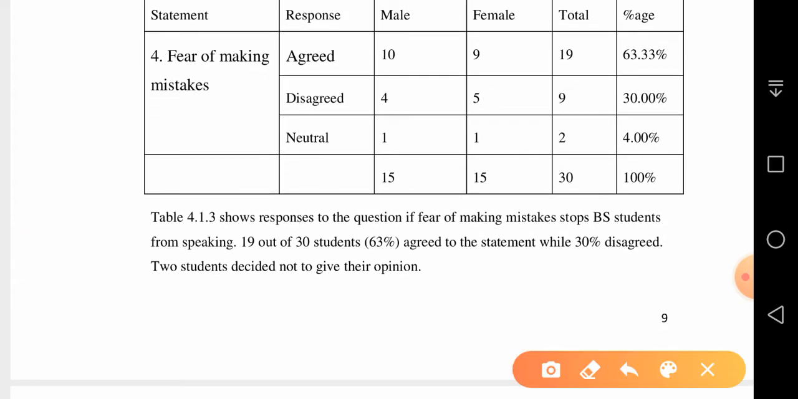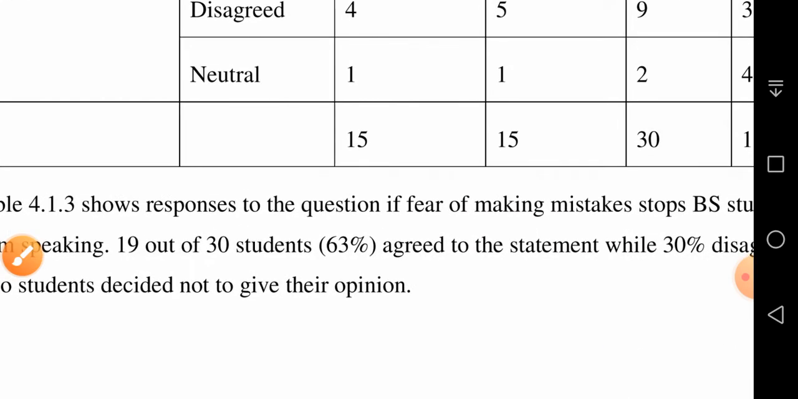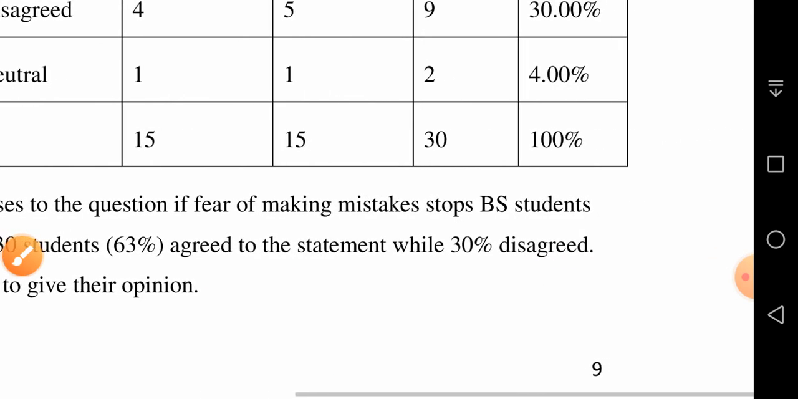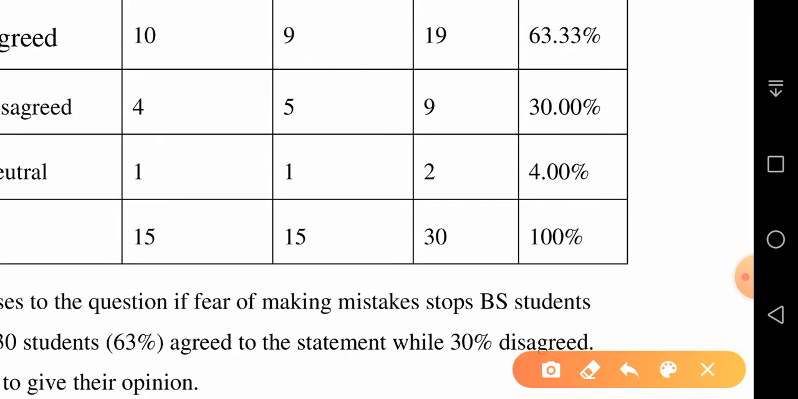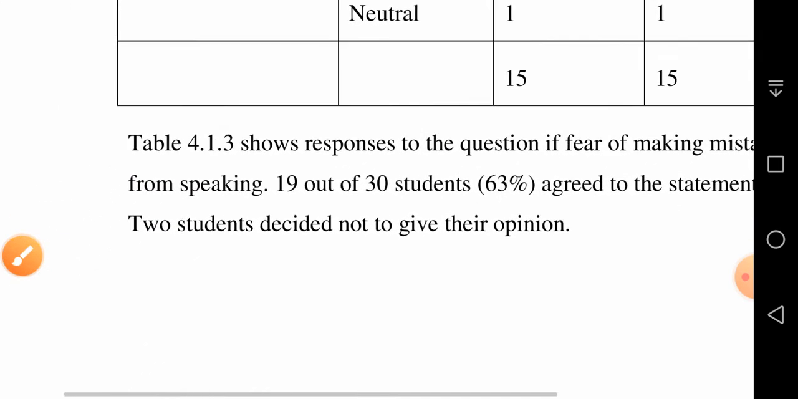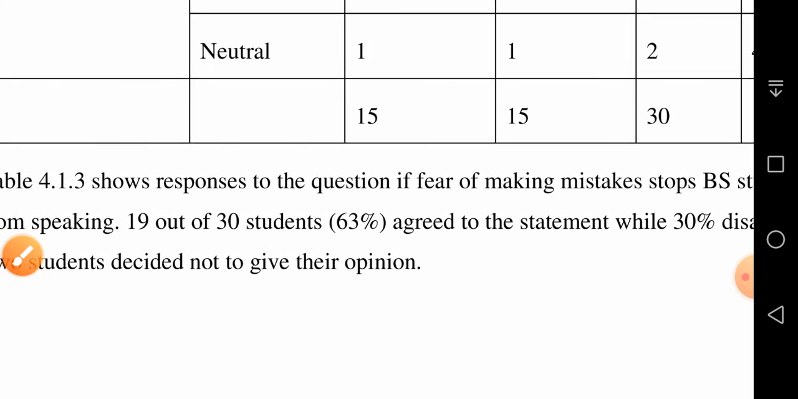This table shows responses to the question of whether fear of making mistakes stops BS students from speaking. 19 out of 30 students, and percentage-wise 63%, which I have shown in parentheses, agreed to the statement, while 30% disagreed. Here is the data, 30% disagreed. Two students decided not to give their opinion.